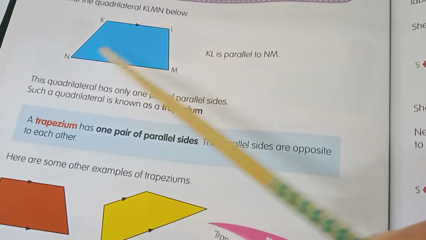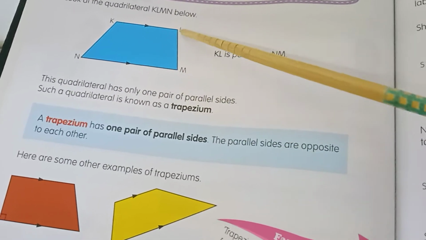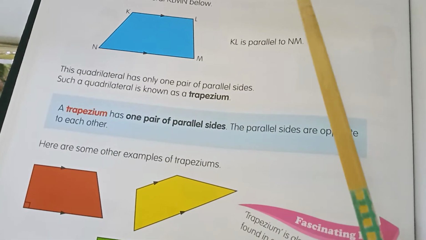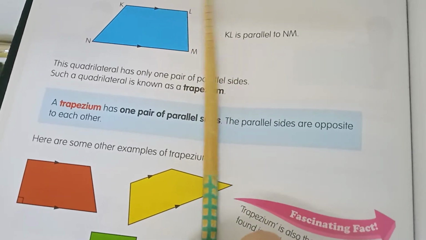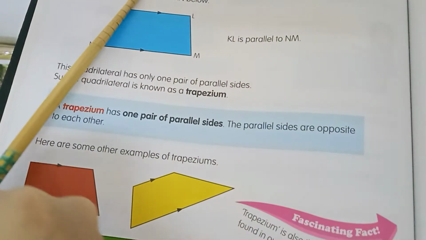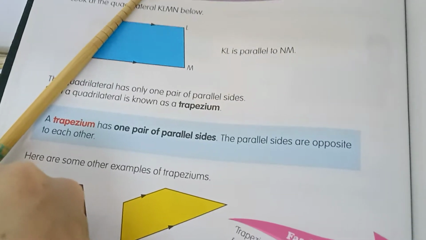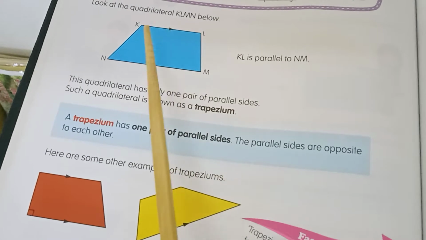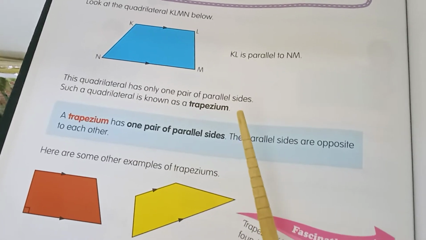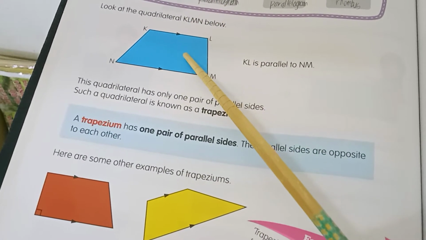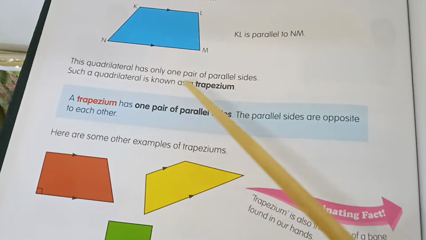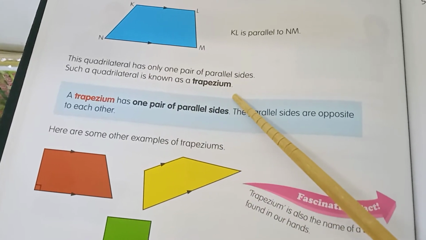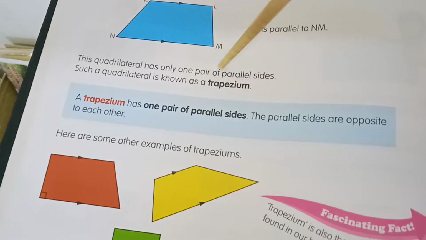KL is parallel to NM, and this quadrilateral has only one pair of parallel sides, being KL and NM. These other two sides are not parallel to one another, because if you extend these two lines, they will eventually cross one another. So these two lines are not parallel lines. This is called a trapezium. This quadrilateral is called a trapezium. It only has one pair of parallel sides.